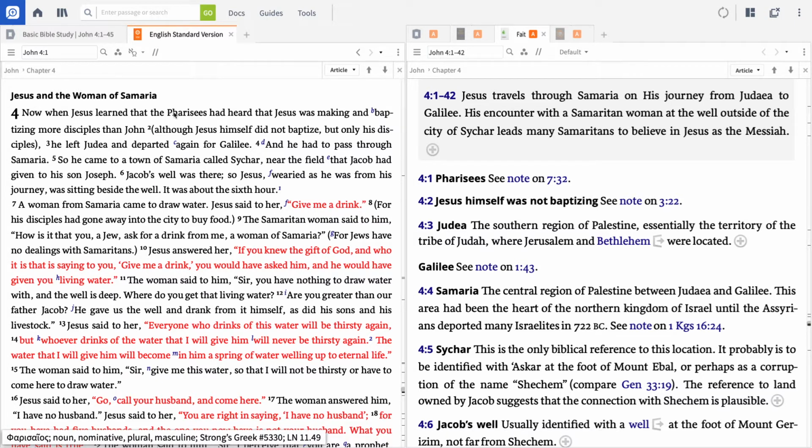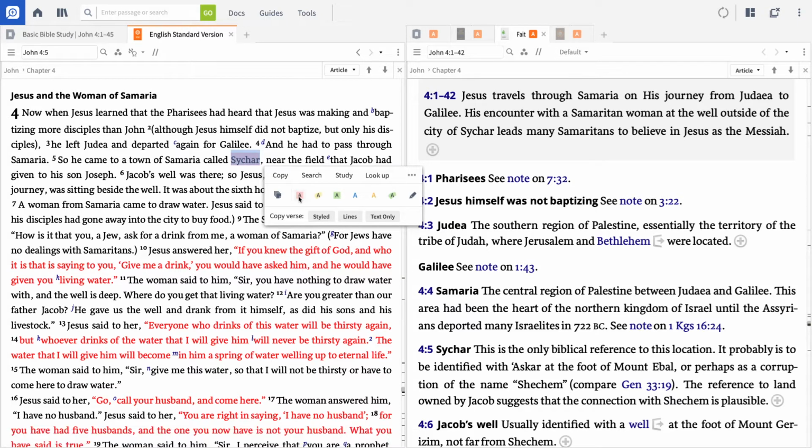Now when Jesus learned that the Pharisees had heard that Jesus was making and baptizing more disciples than John, although Jesus himself did not baptize, but only his disciples, he left Judea and departed again for Galilee, and he had to pass through Samaria. So he came to a town of Samaria called Sychar. I feel like that's going to be something worth looking up in a bit. Oh, wait. Did it highlight? No, yeah, it did.